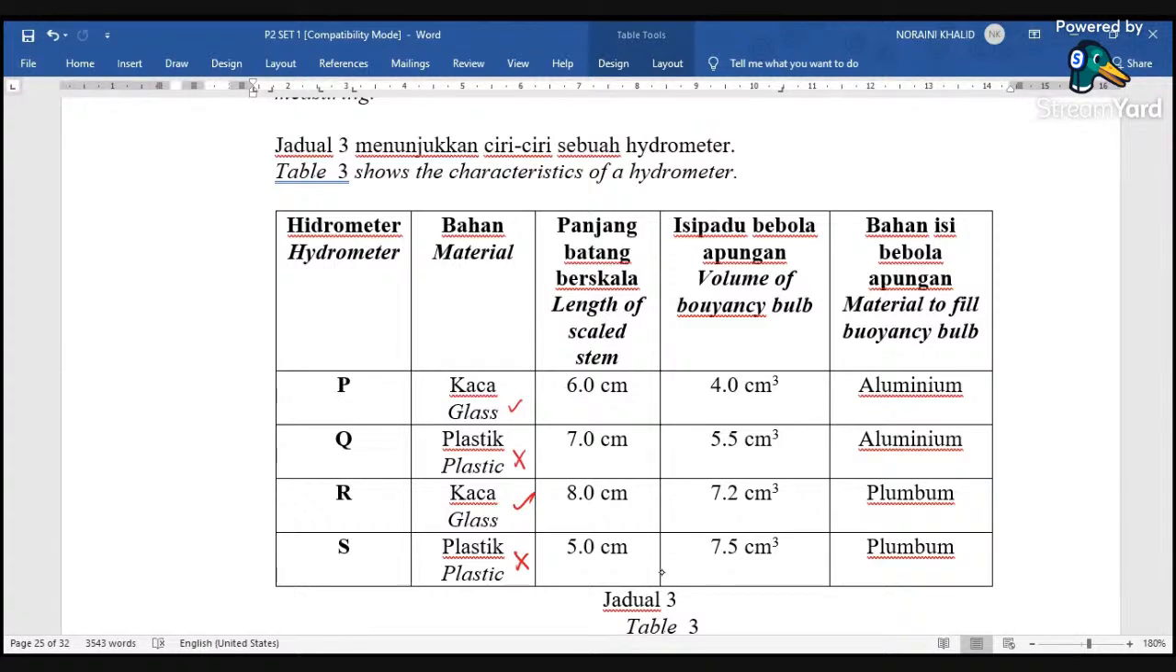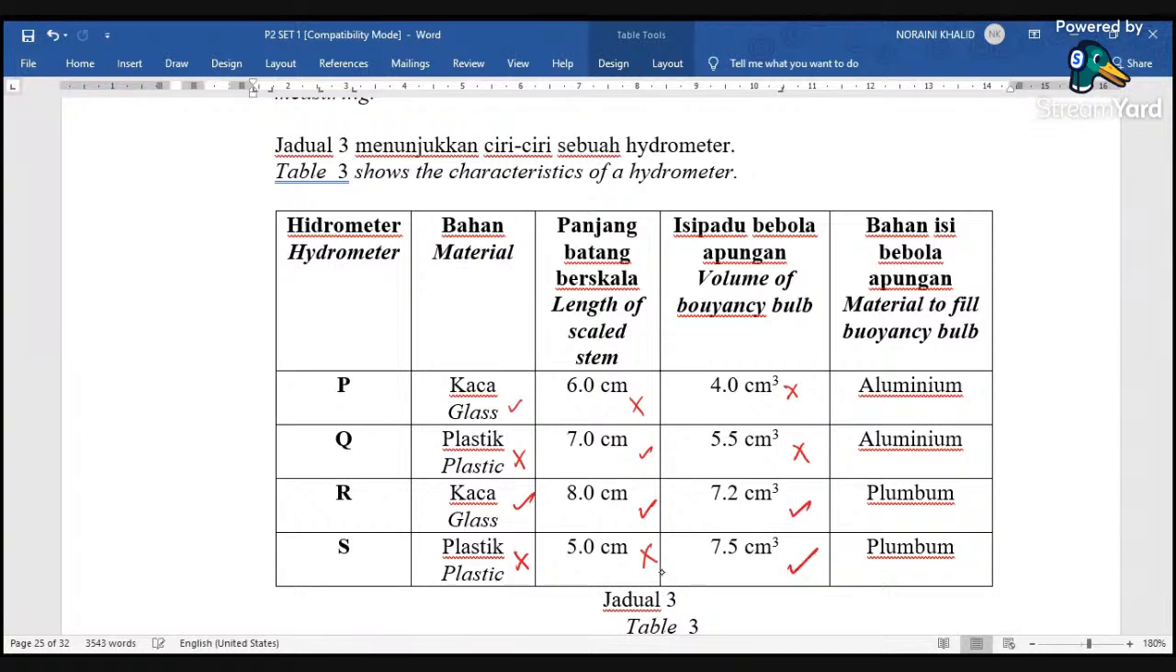Length of scale, we need to use the longer one. Okay, longer one. So I can remove the short one, the two short ones. Okay, volume of the buoyancy bulb. The bulb must be bigger. We want it to stand upright in water. So bigger bulb. The two smaller ones I remove.